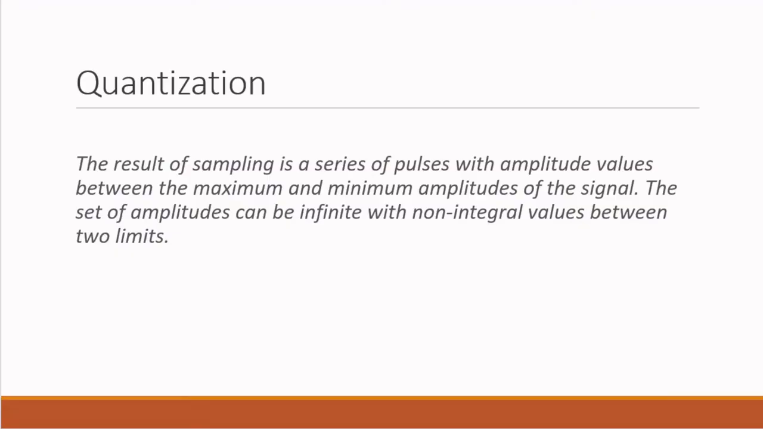Quantization. The result of sampling is a series of pulses with amplitude values between the maximum and minimum amplitudes of the signal. The set of amplitudes can be infinite with non-integral values between two limits. So we now convert our analog graph to a digital graph.